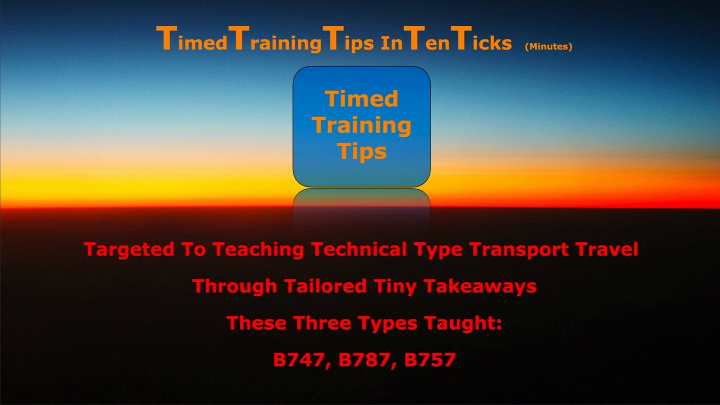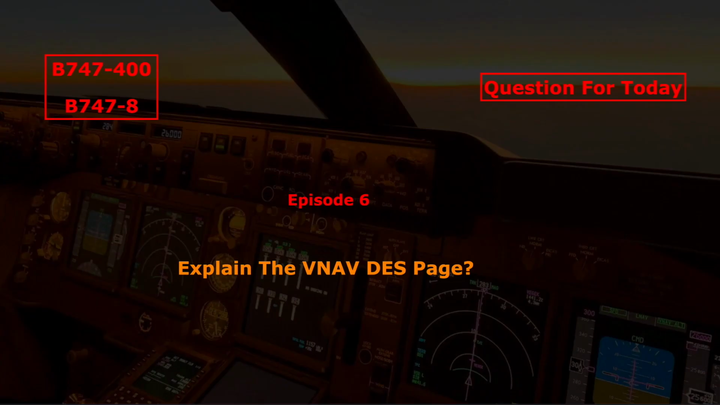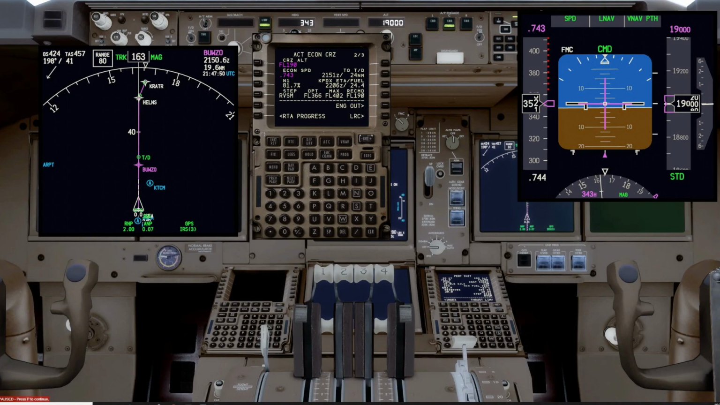The question for today, episode 6: explain the VNAV descent page for the Boeing 747-400 and Boeing 747-8. We're in the virtual simulator to answer the question of the day, what does the VNAV descent page do? The descent page is page 3 of the VNAV pages. You can see right now we're on page 2, which is the active cruise page. But once we pass the top of descent, that cruise page will change to the active descent page.